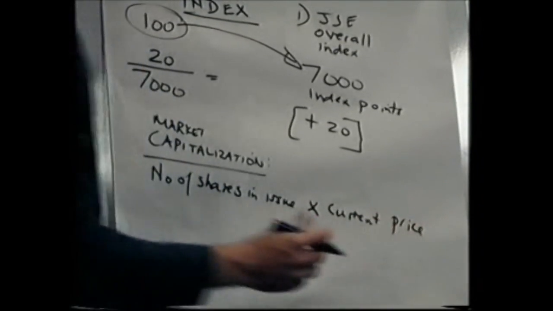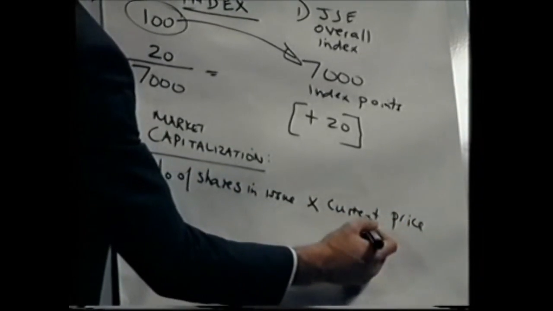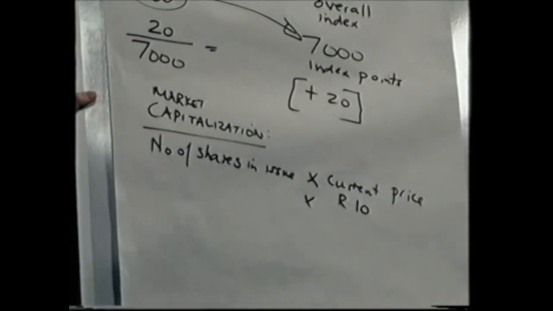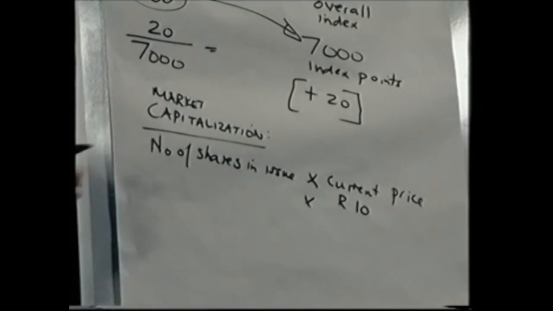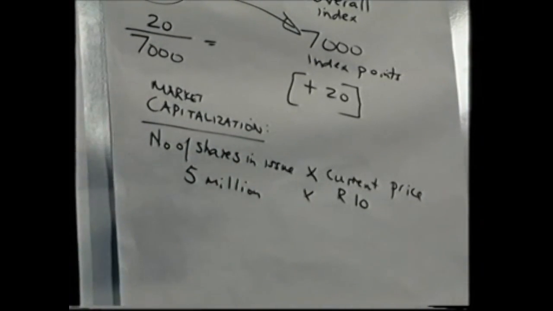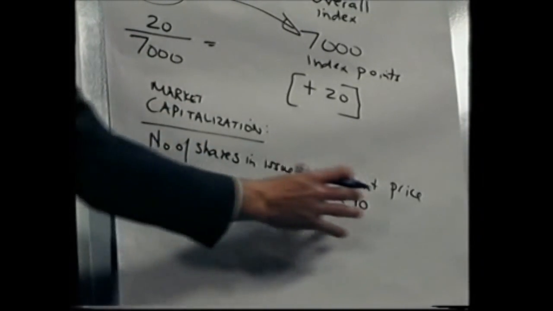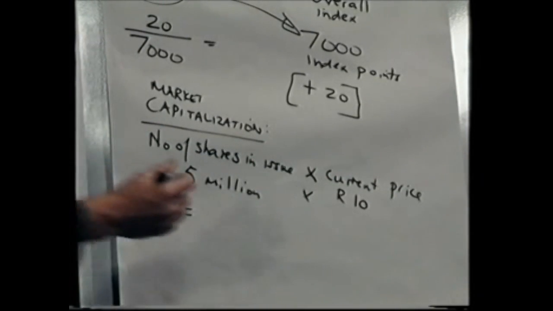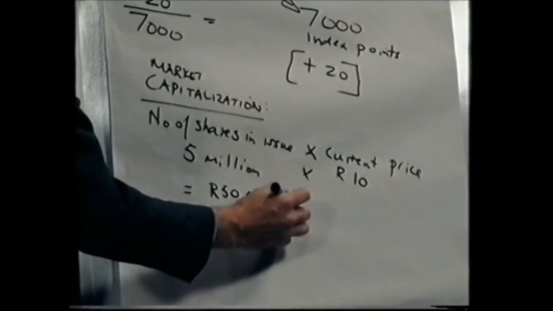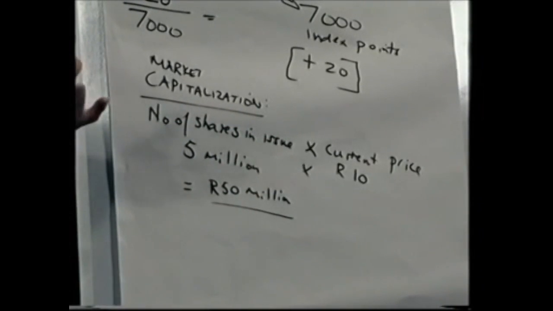So if you were, for example, to open your newspaper up and look at De Beers, you would find, let's say, that the current market price is 10 Rand. I'm just going to use 10 Rand to keep it simple. And if you were to find out that the number of shares in issue, let's say, was 5 million, then we would say that the market capitalization for De Beers is 5 million shares multiplied by 10 Rand current value per share. In other words, the market value would in this case be 50 million Rand. Now that would be the current worth or value of that company.